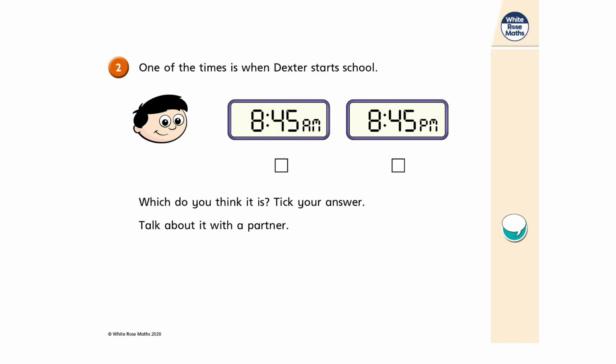So number 2 is one of the times is when Dexter starts school. Which do you think it is? Take your answer. It does say talk about it with a partner, but can you tell me why? And I'm not going to help you any further because I've given you pretty much the answer just before we started on question 2.